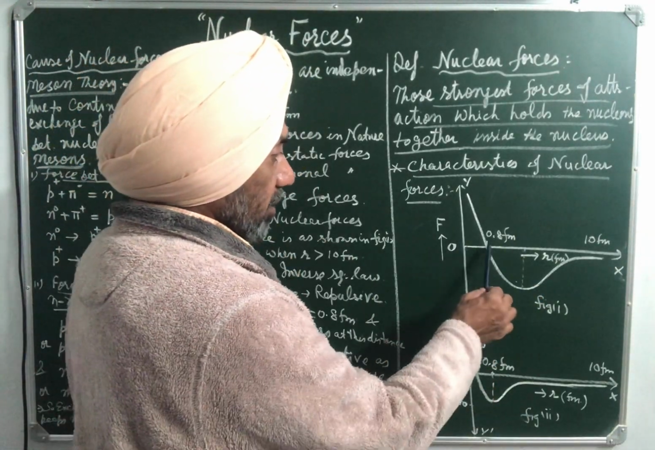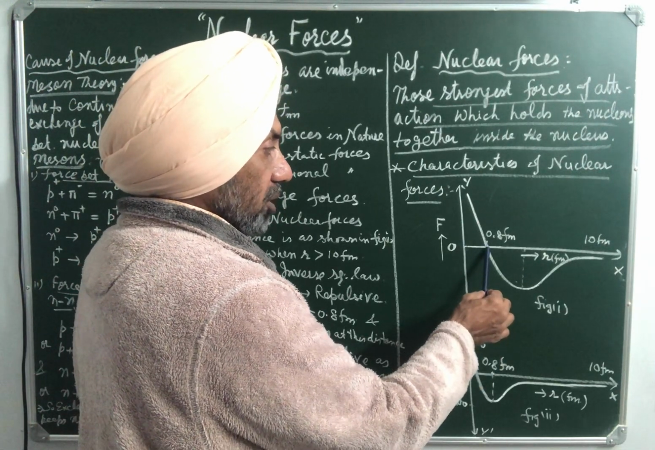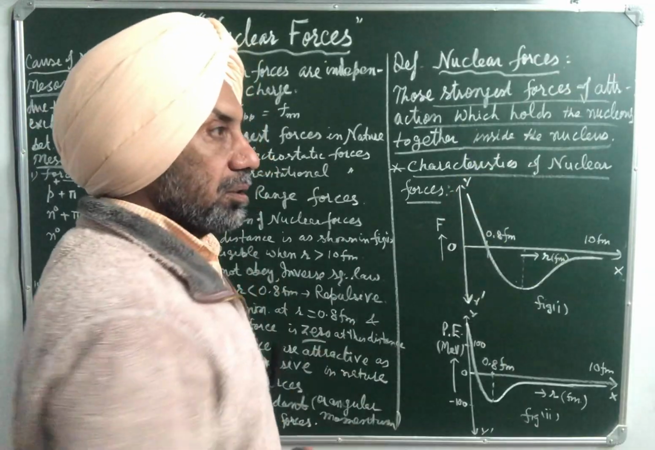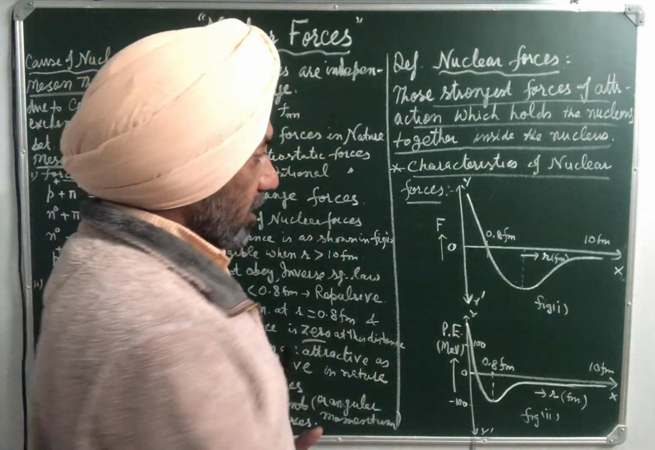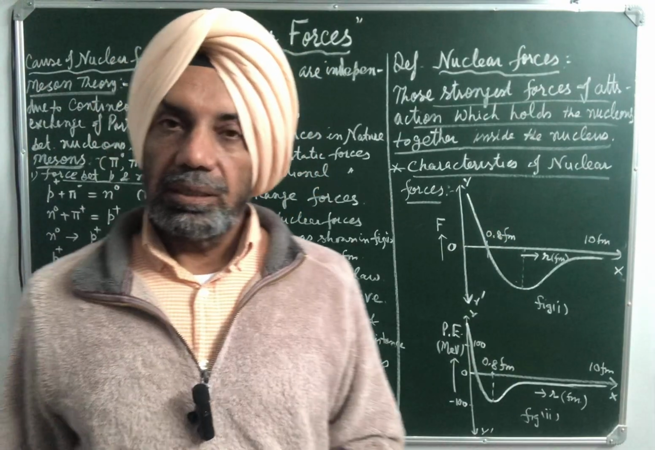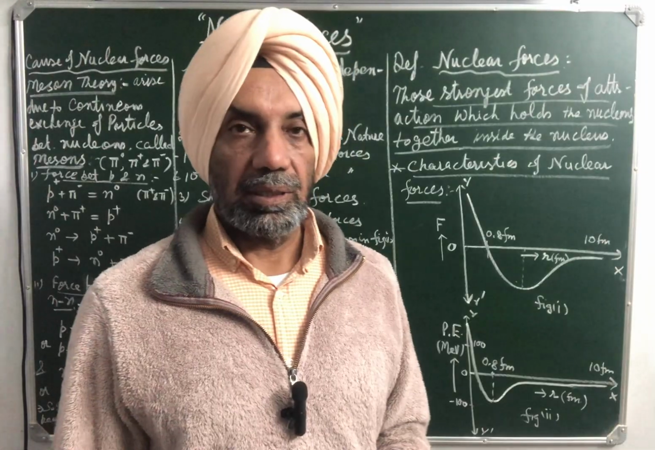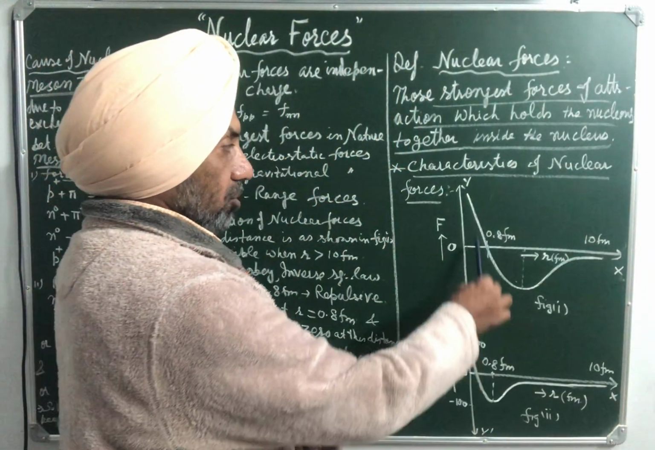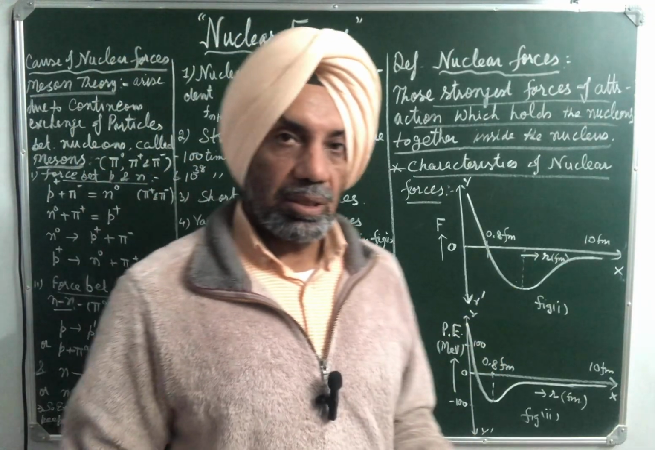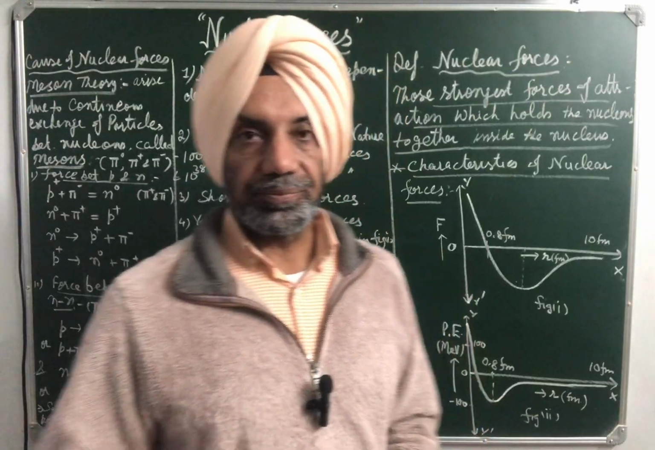And when the distance between the nucleons becomes less than 0.8 Fermi, this nuclear force becomes repulsive in nature. And this repulsive nature explains the rigidity of the nucleus, the rigidity of matter, you can say. Because beyond a certain distance, forces become repulsive.